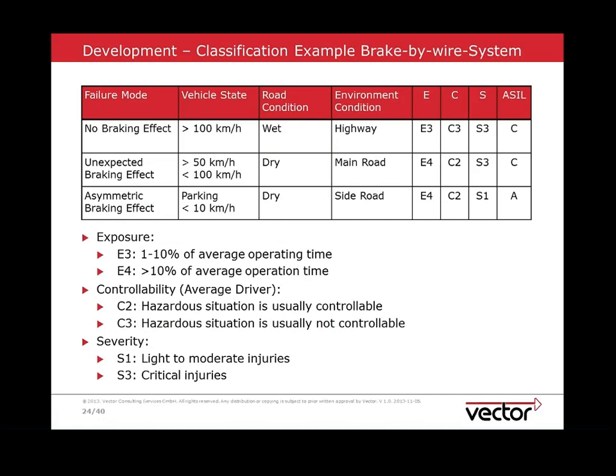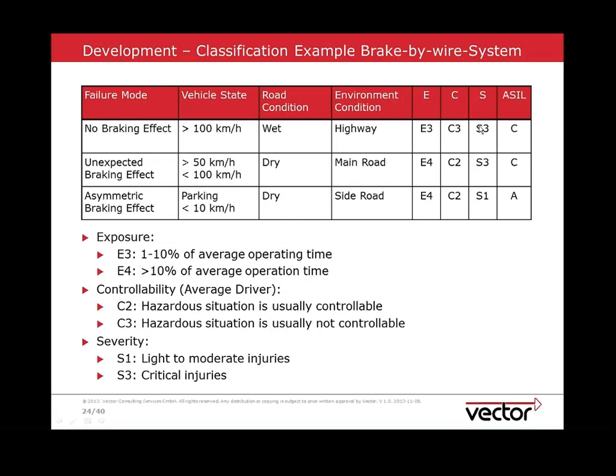Let's look at a brief example, which is a simplified brake-by-wire system, to show how these different conditions are connected. First, we always look at the failure mode. That's what we determine with an FMEA at a given state, which helps us to delineate the exposure and the severity and also the controllability. And then we classify, as in that first line, where we say no braking effect at a high speed means a high exposure. We cannot brake. We cannot really do much. The controllability is also high here.